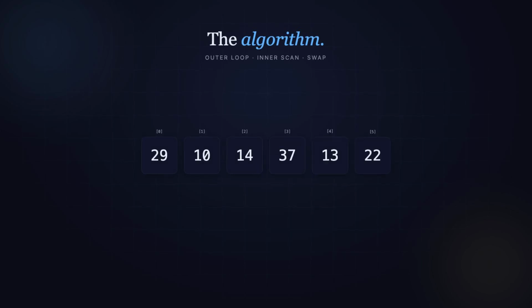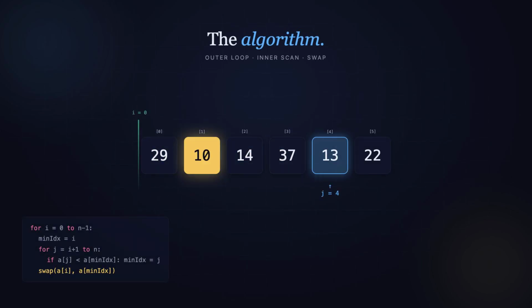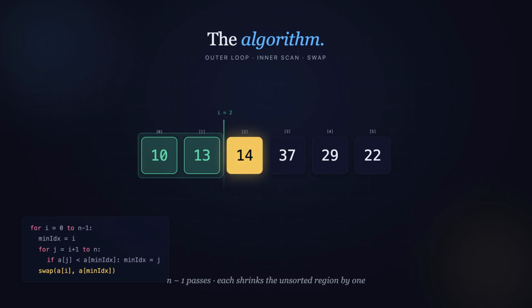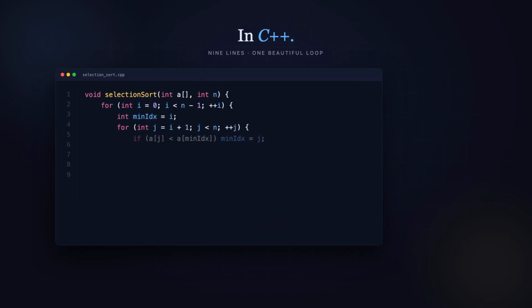Formally, for an array of n elements, we run n-1 passes. In each pass, we search the unsorted portion for the minimum element, then swap it with the element at the boundary. Two nested loops. One job. Done. Here's the implementation. The outer loop picks the boundary.